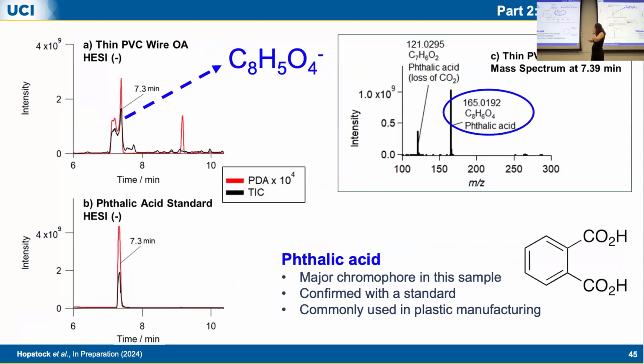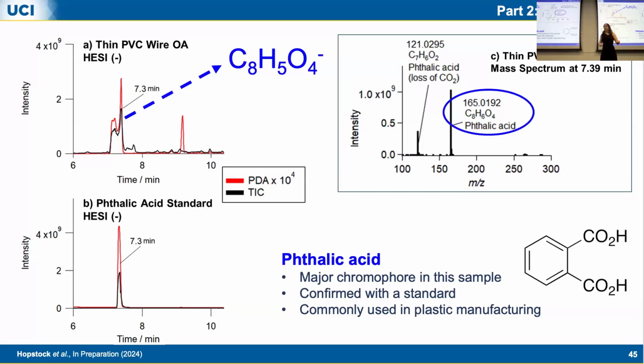So for thin PVC wire, what I'm going to show you here in this top panel A is the PDA chromatogram in red, and then the TIC or total ion current chromatogram in black. So at 7.3 minutes, we have the most strongly absorbing time point in our chromatogram. And if I were to click in here and generate the mass spectrum at that time, that's what I'm showing here on the top right. And so there was this ion at 165 that corresponded to a C8H6O4 compound.